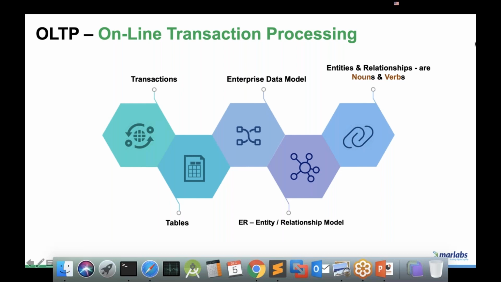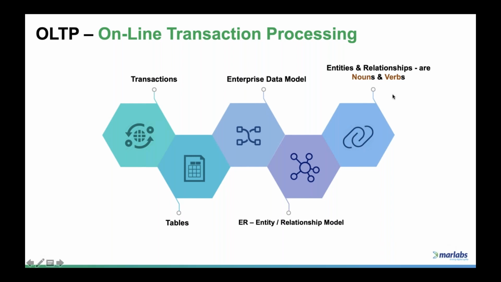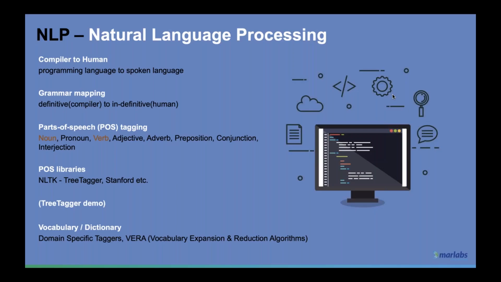And we have a similar scenario with NLP as well. The parts-of-speech tagger produces these nouns and verbs, among all the other parts of speech that it is able to trace. It is also capturing nouns and verbs, right? Okay. So how do we bridge this NLP to OLTP?